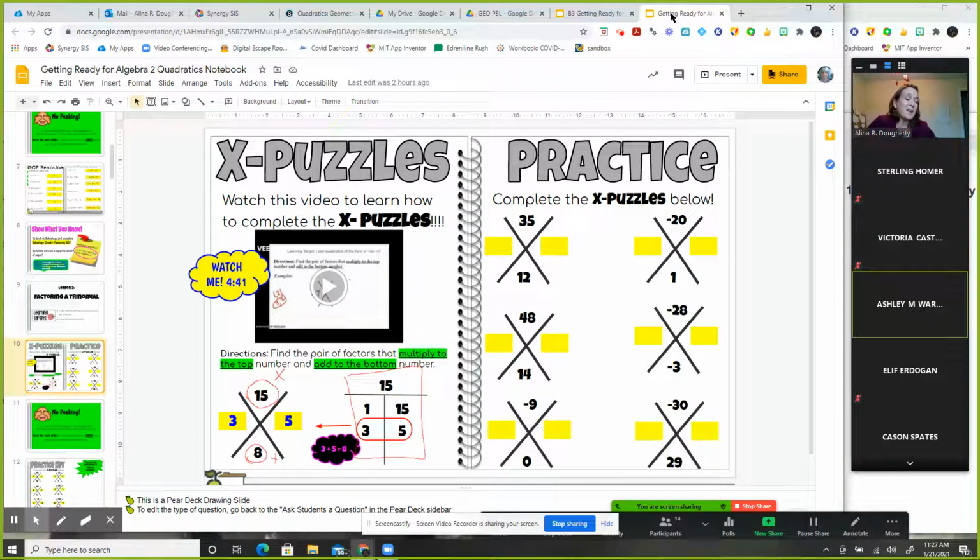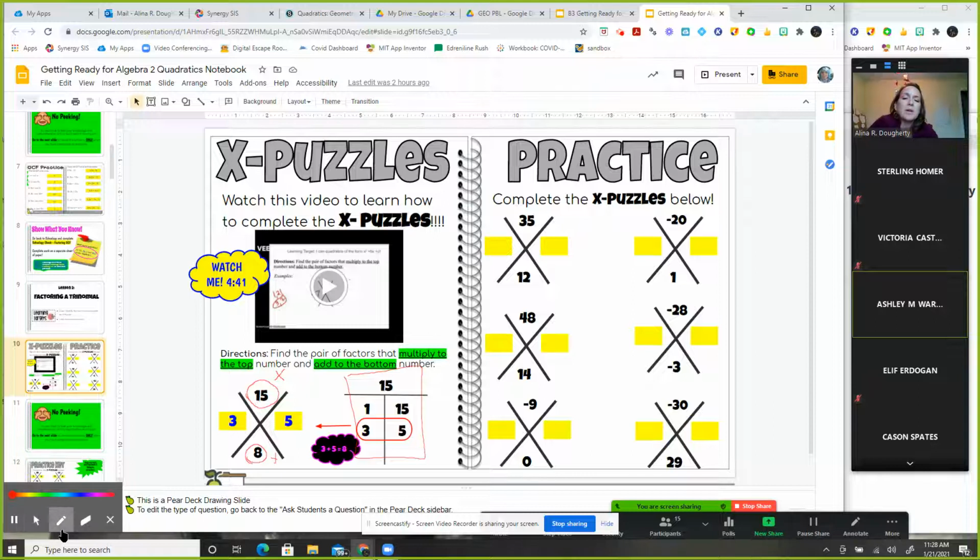Honestly, today it might be easier to do this on a piece of paper than to do it in the Pear Deck or in the Google Slides. Okay. So Elias, you're just joining us. We're on that same PowerPoint from yesterday. We're on page 10 and we're doing these X puzzles.